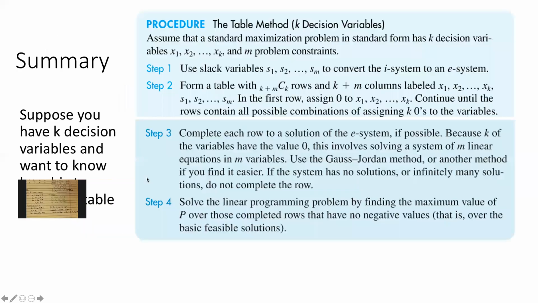Okay, next slide. This is just in summary. So, summary of what we basically did in more technical terms. Step 1, use slack variables. You introduce slack variables to make the inequality systems become equation systems. Step 2, form a table with all the variables. Step 3, fill in the table. Use the Gauss-Jordan elimination method whenever you need to. If a system has no solution or infinitely many solutions, do not complete the row. And finally, step 4, find out which one is the profit maximizing value.